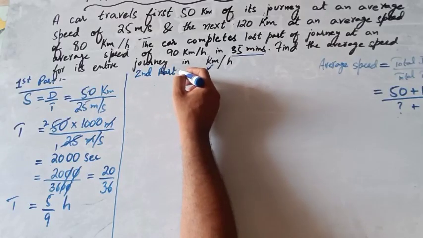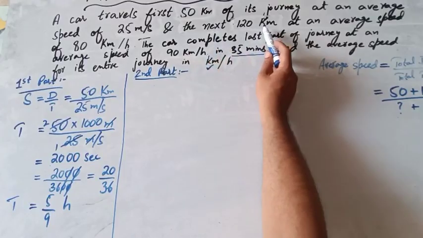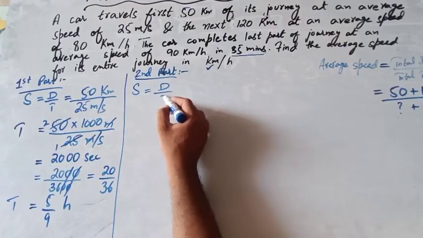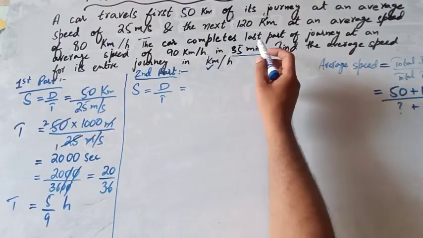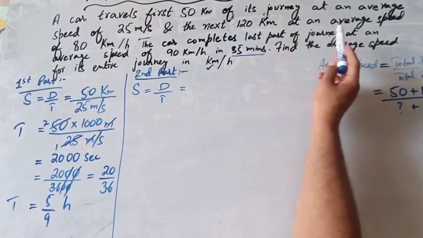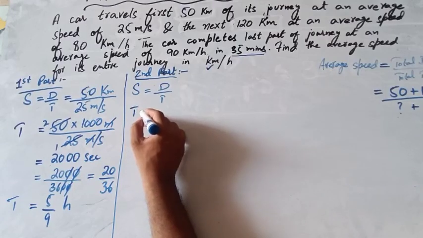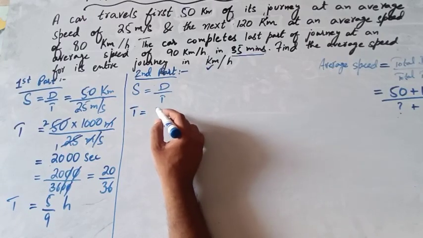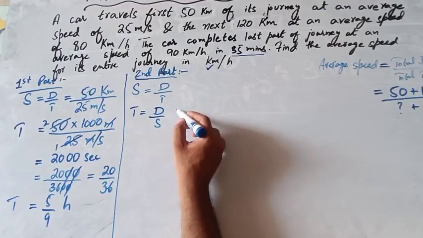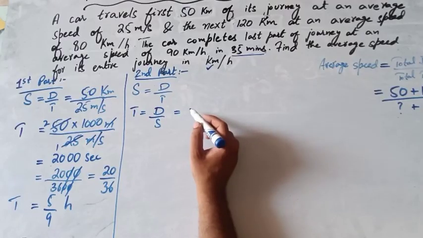For the second part of the journey, again we will see the next 120 kilometers. Speed is equal to distance upon time. Now we will see what they are asking: next 120 kilometers at an average speed. Again time is unknown, so this formula would be rearranged for time. Time will go over there and speed will come under its denominator. So time is equal to distance upon speed.